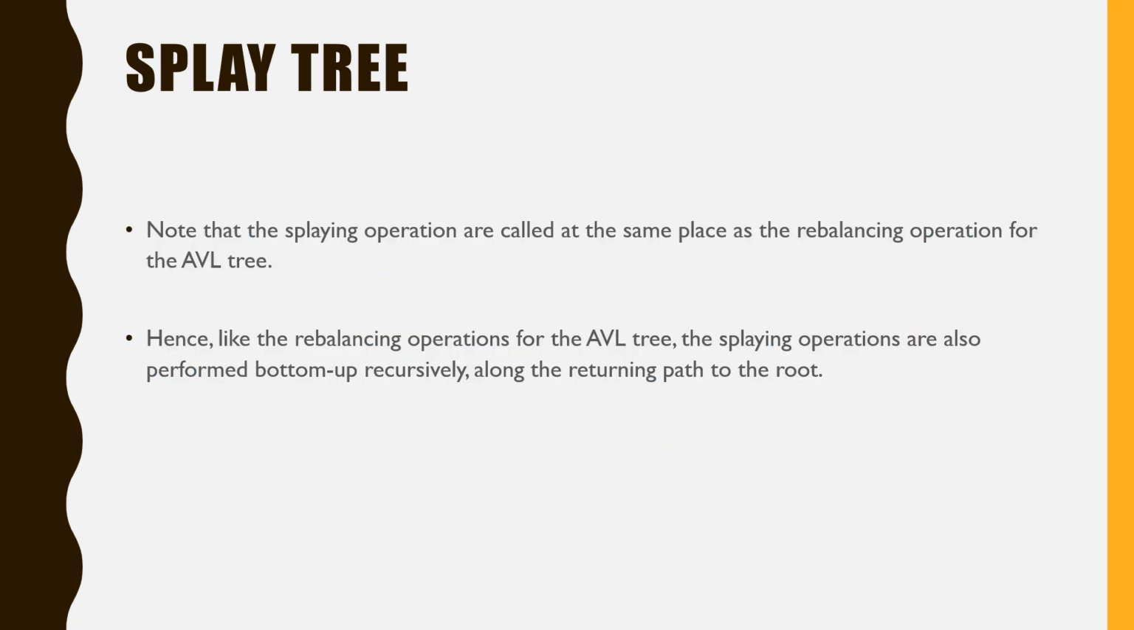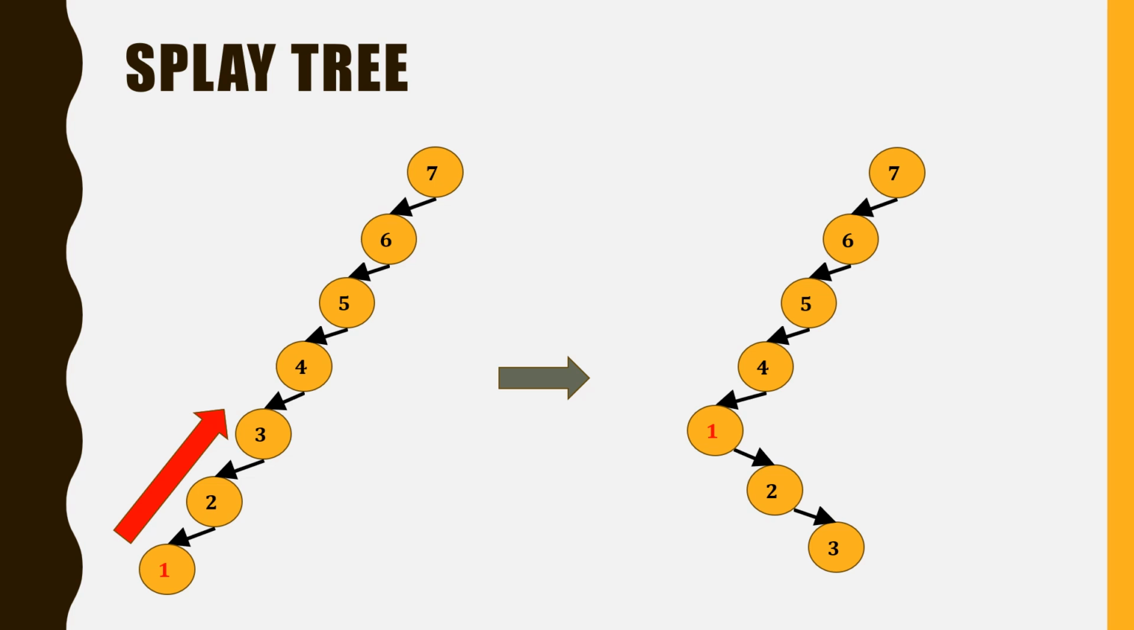It is important to note that the places where the Splay functions are invoked are identical to those for the balance functions of the AVL tree. As a result, the splaying operations are performed bottom-up recursively, following the path from the accessed node back to the root. Now, let's walk through a real example to illustrate how splaying operations are performed.